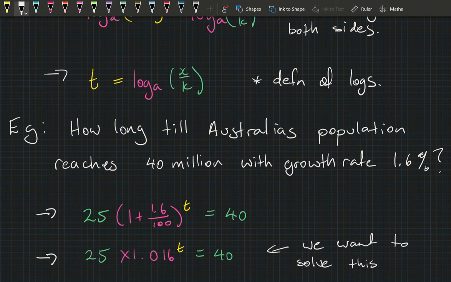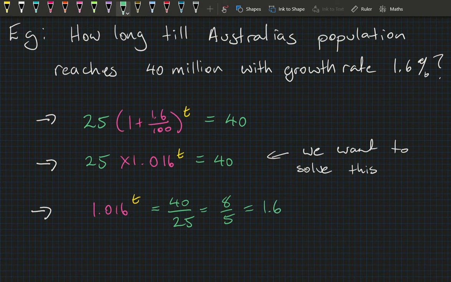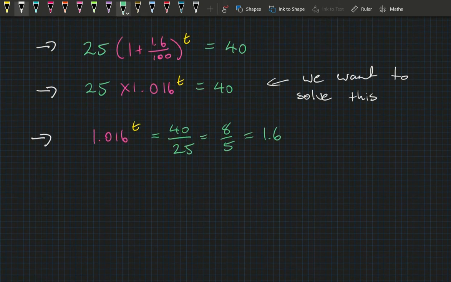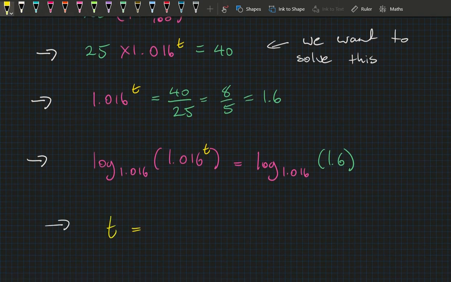So we're left with 1.016 raised to the t is equal to 40 on 25, which is 8 on 5, which in decimal notation is 1.6. So if I now take log base 1.016 of both sides, we can rewrite that like this. And the definition of logarithms means our term on the left just becomes t. So the amount of time is when we solve the equation t equals log base 1.016 of 1.6.